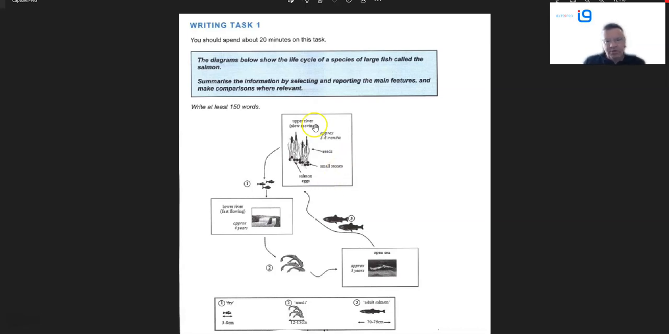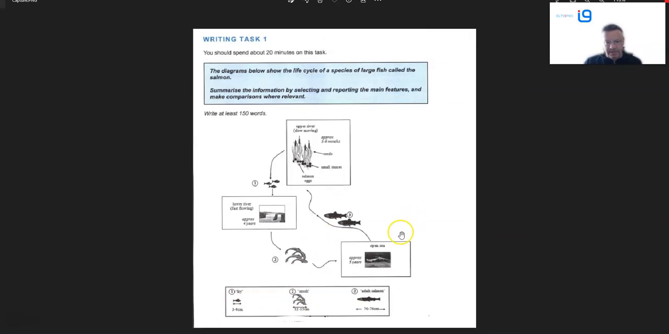So here you start off with the eggs being laid. The eggs turn into a small fish, kind of fry, like it says there in stage 1. Stage 2, they turn into a smolt. Stage 3, adult fish go back to lay their eggs, and the cycle starts again. So there's 4 stages anyway: eggs, fry, smolt, adult salmon. Okay, and you've got the diagram here at the bottom, which shows you.